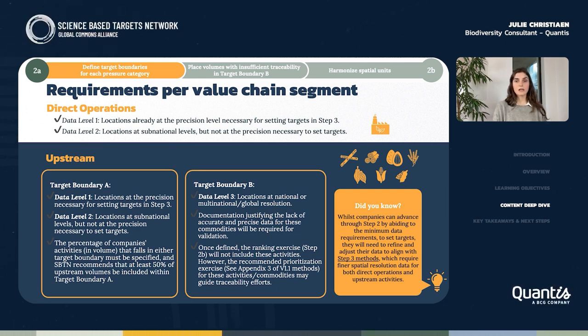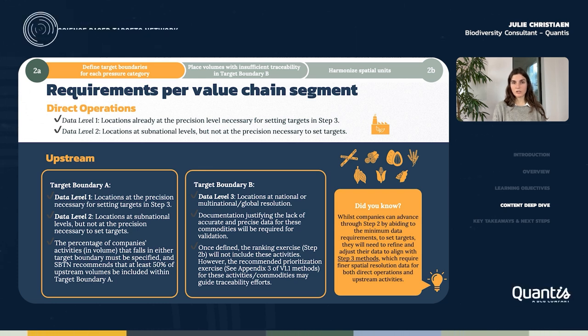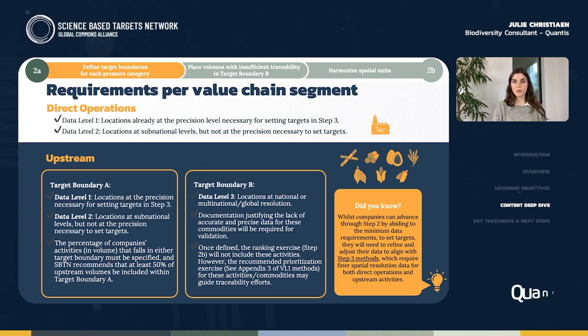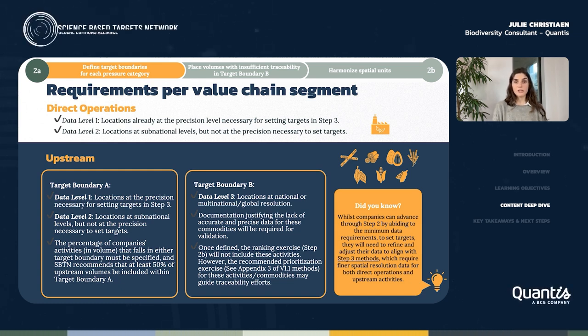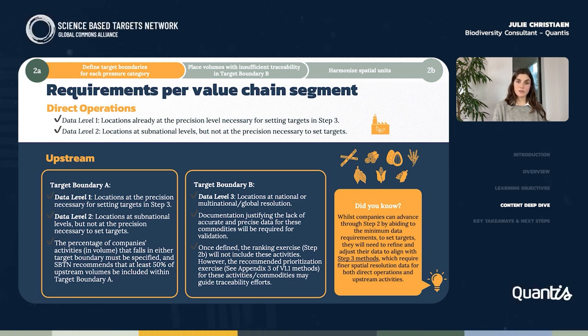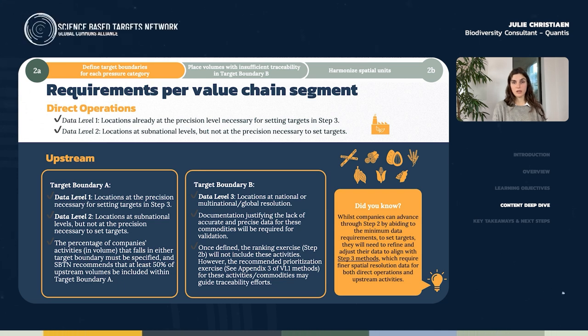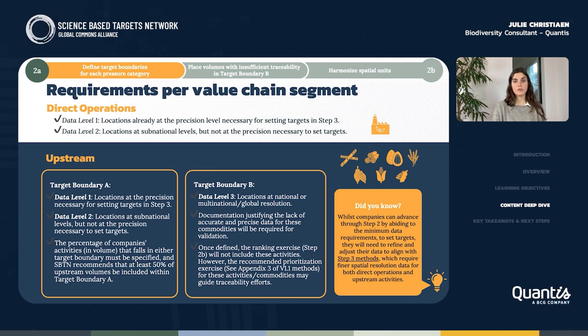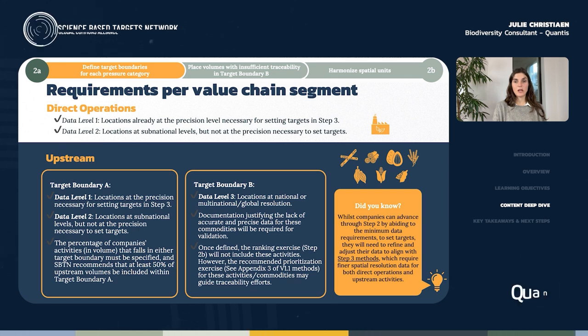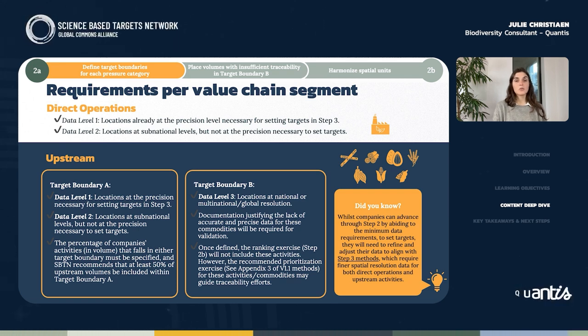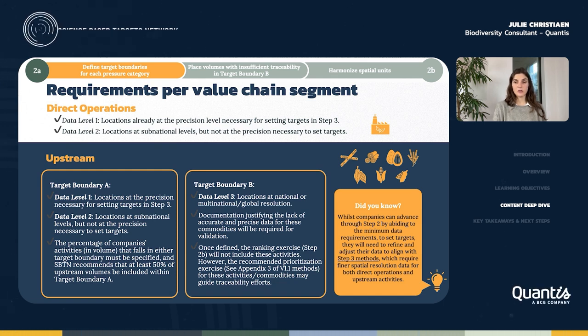Target boundary B includes locations with insufficient geographic precision, that is only known at broader national or global level, and that cannot easily be refined at subnational scale. Once activities are placed into target boundary B, they will not be included in subsequent substeps of Step 2 or in Step 3. However, prioritization exercises will help guide your efforts to improve traceability for target B for future target setting. When it is necessary to define target boundary A and target boundary B, companies will need to specify the percentage of their activities in volume that falls in either category.